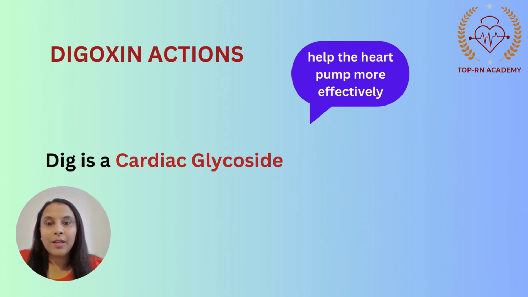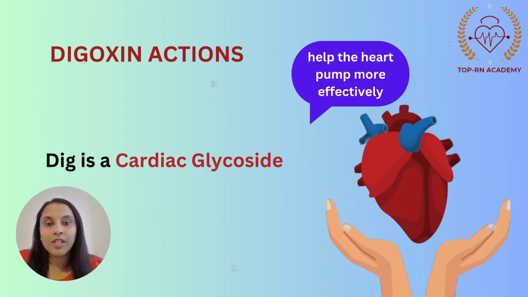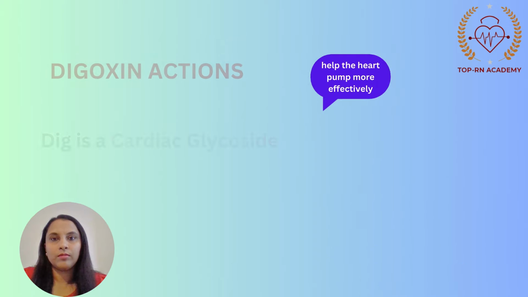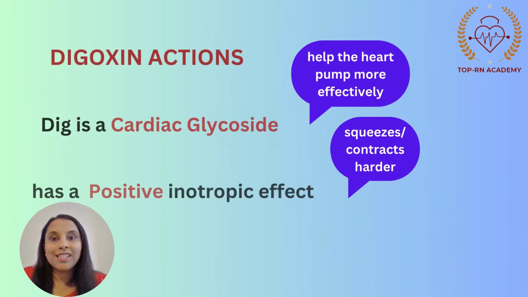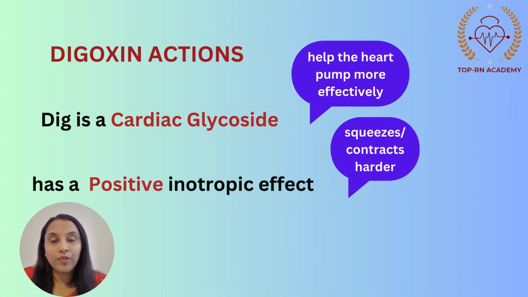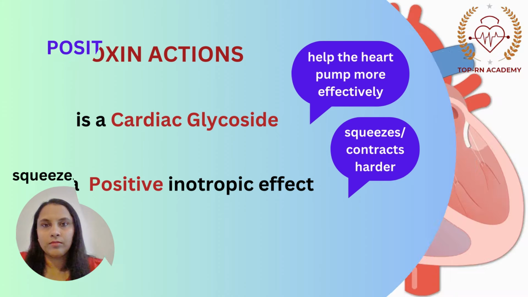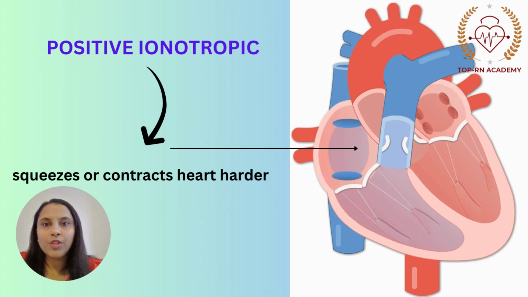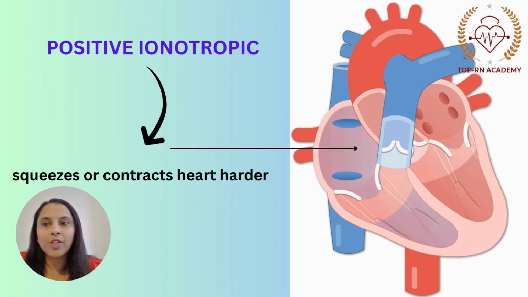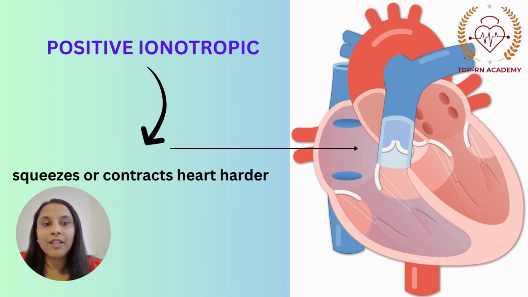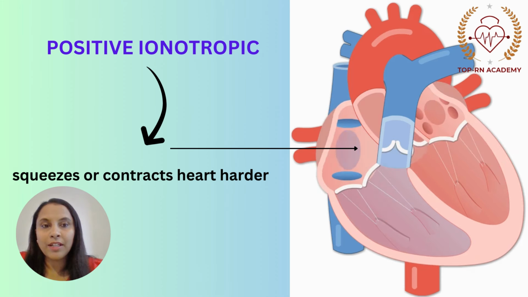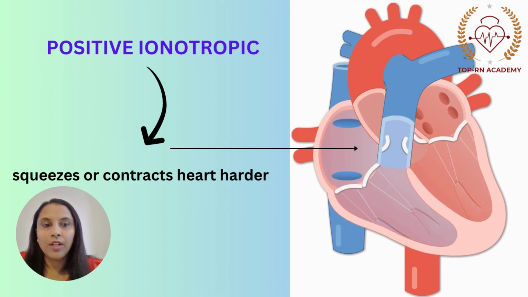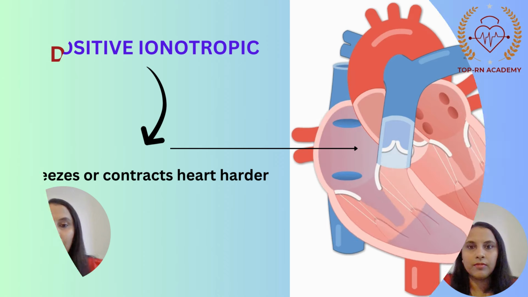Let's see in a bit more depth how digoxin helps the heart to do this. Digoxin causes a positive inotropic effect to the heart. That means it helps the heart to squeeze or contract stronger. That means digoxin increases the contraction of the heart, thereby increasing the volume of the blood circulated into the body. So, the blood circulation is improved.